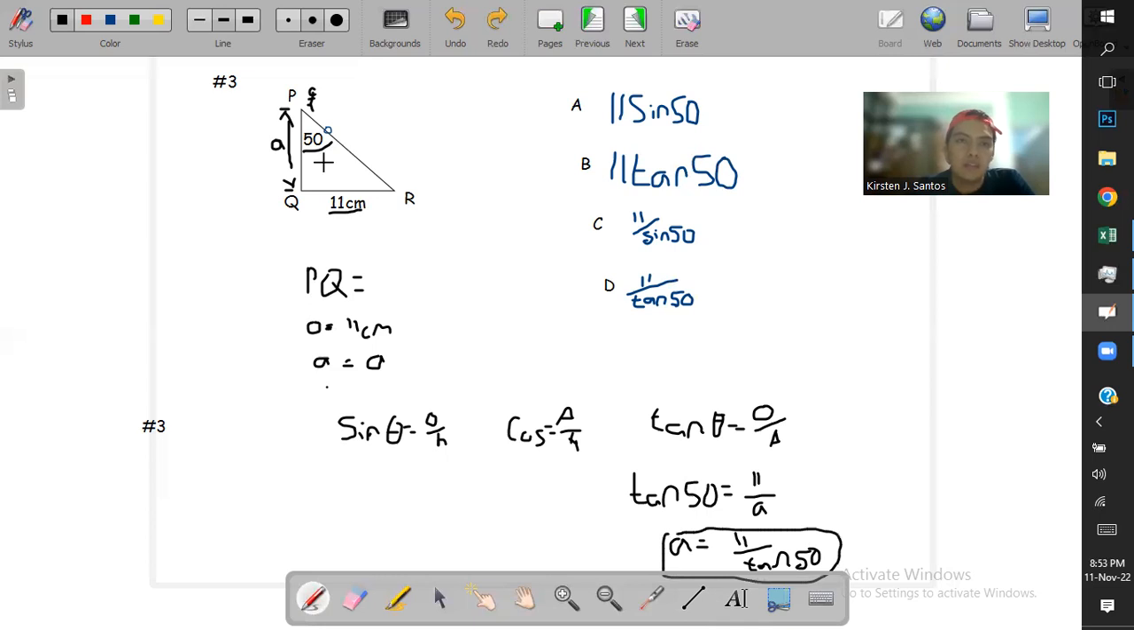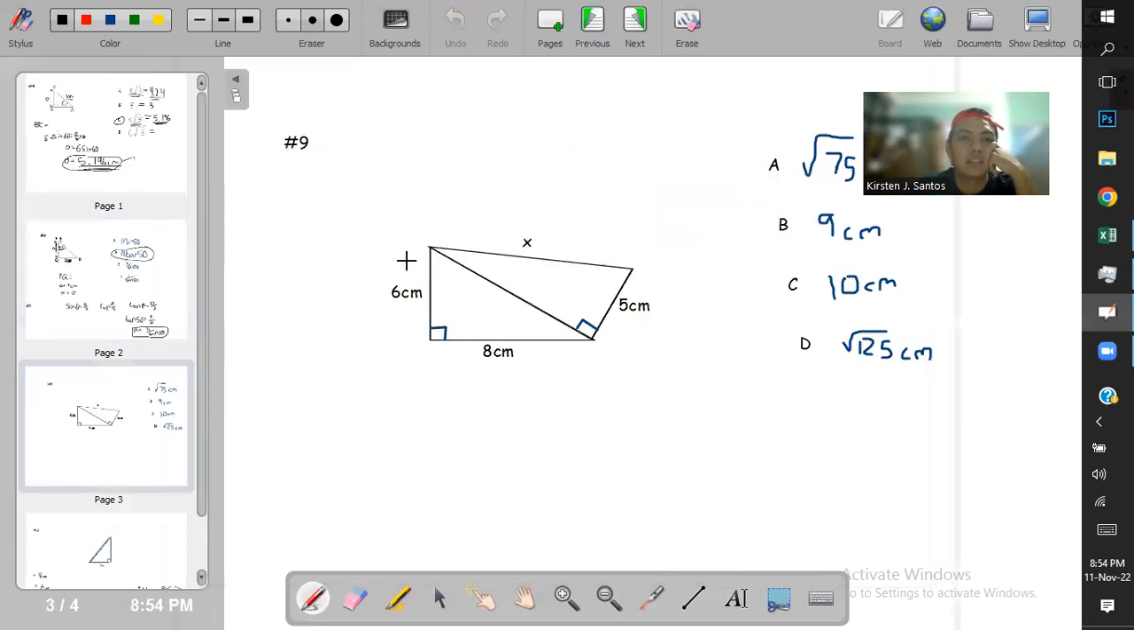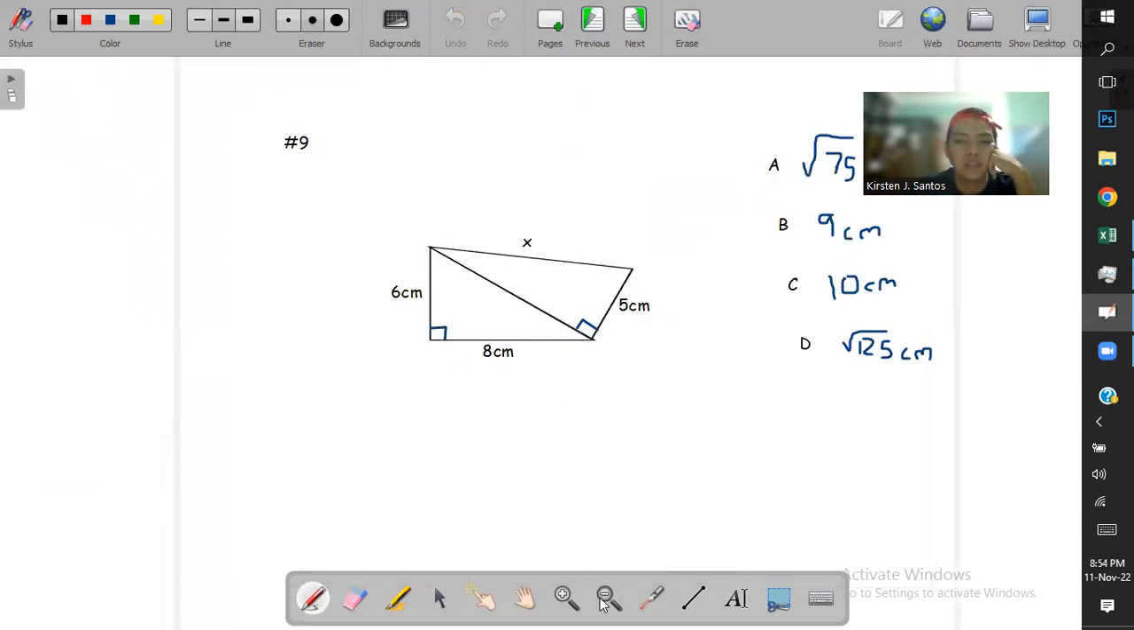Sir, but why A? Shouldn't it be PQ? Okay. PQ is what we call it if we use the vertices to label the side. But when we label this in the trigonometric labeling, we use A as the PQ. So A is equal to 11 over tangent 50, and your answer is B. Another common mistake was number 9.